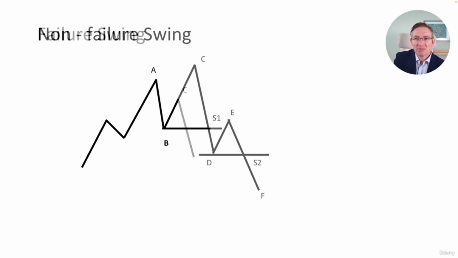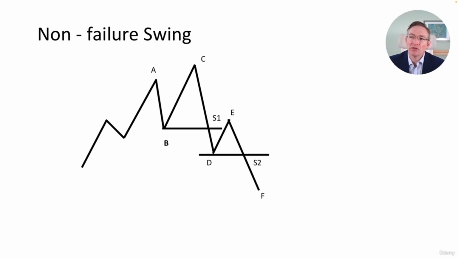Then there's something else called a non-failure swing. It's a little bit more complicated. If you notice, you've got an uptrend to the left of the chart: higher high at A, higher low at B, higher high at C. Now, there are two different opinions here, and you have to decide which one you want. Do you see the line from C to D?